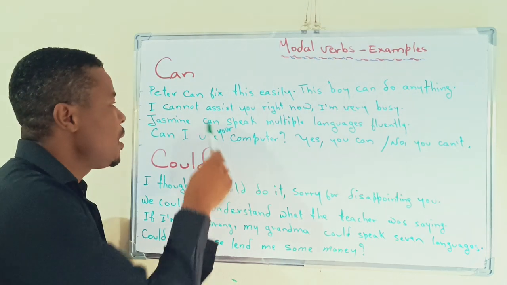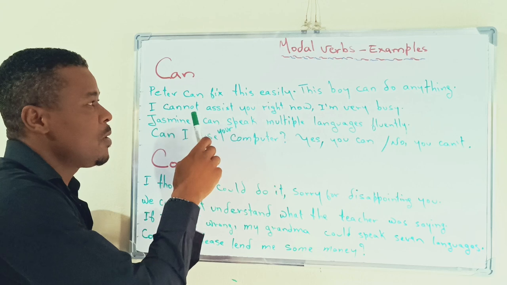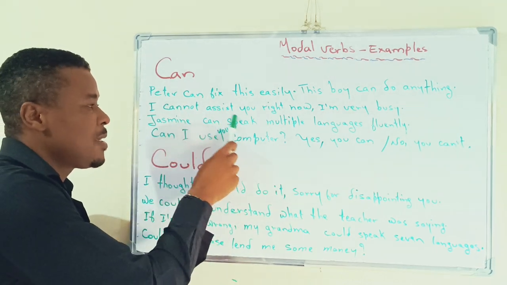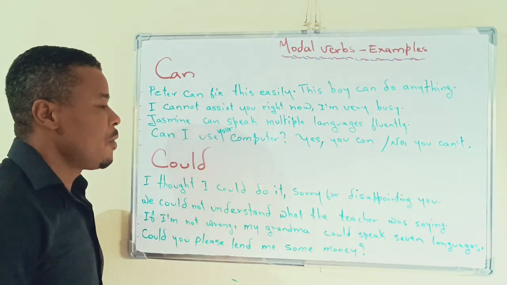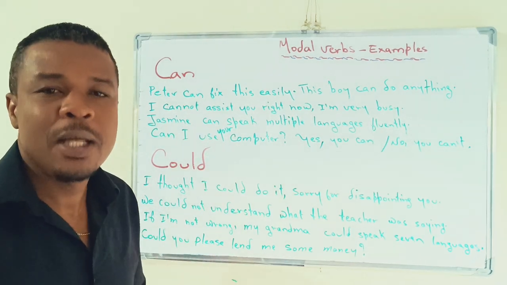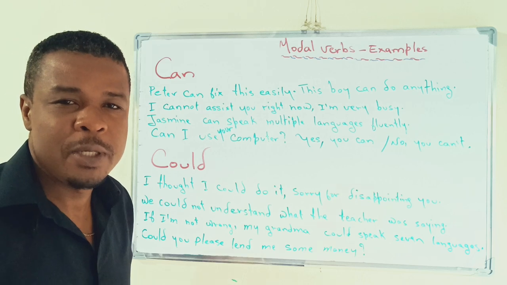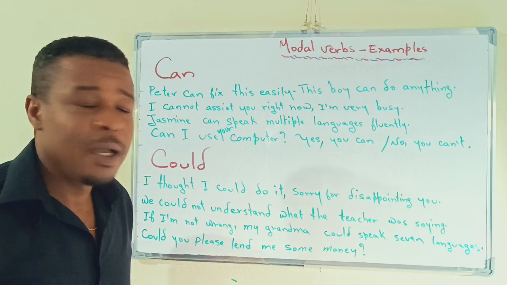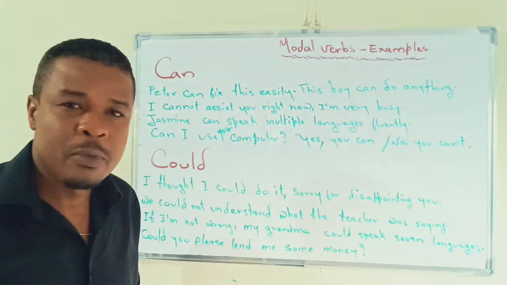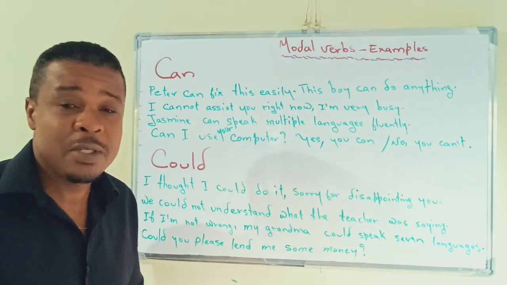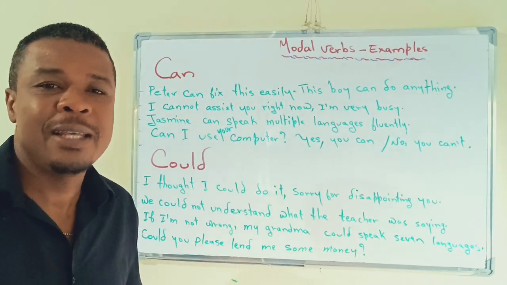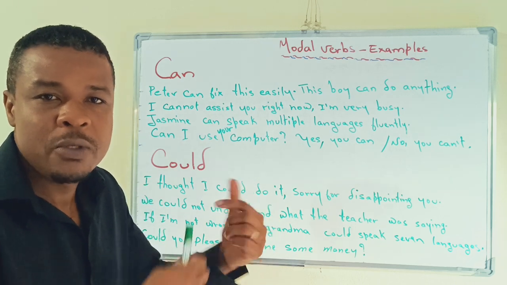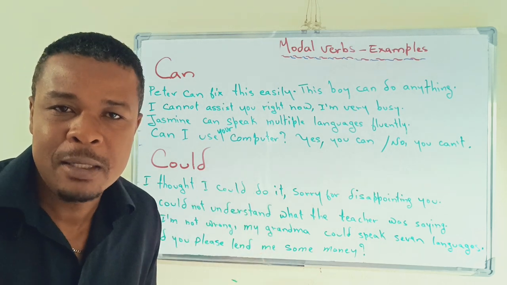You understand? Remember that we always use the bare infinitive of the main verb when we have a modal verb. For example, can fix. We don't say can to fix. Cannot assist. We don't say cannot to assist. Can speak. Una de las personas que me pidió que le aclarara esto me dijo que solía decir, I can spoke. O sea, conjugaba el verbo. El verbo principal se queda en infinitivo, lo único es que le quitamos el to, okay? We use only the bare infinitive, la base del verbo.